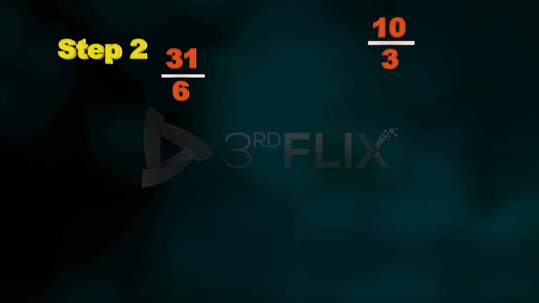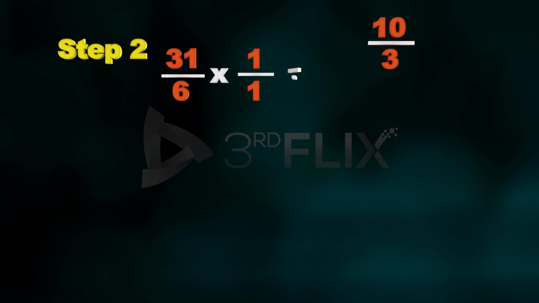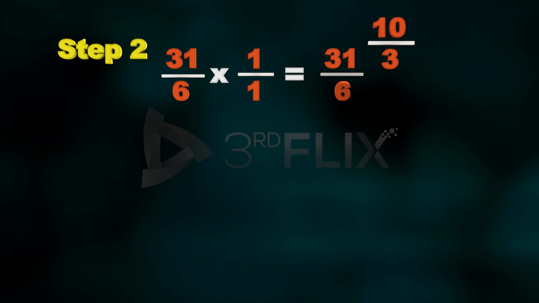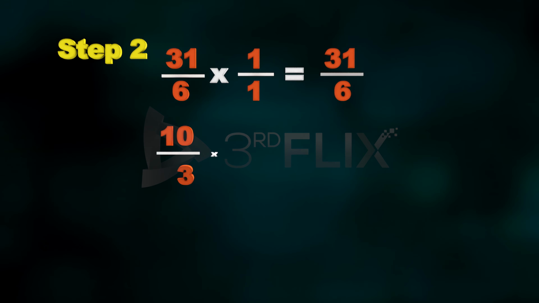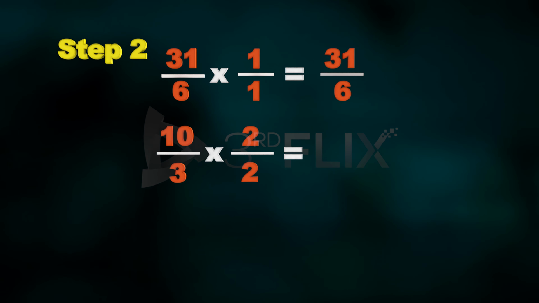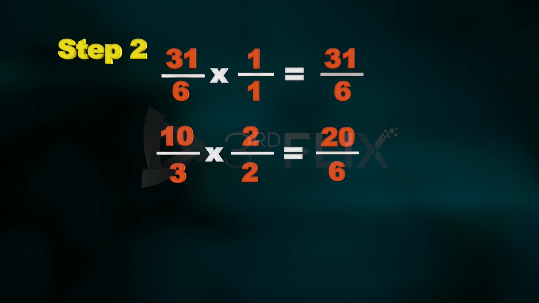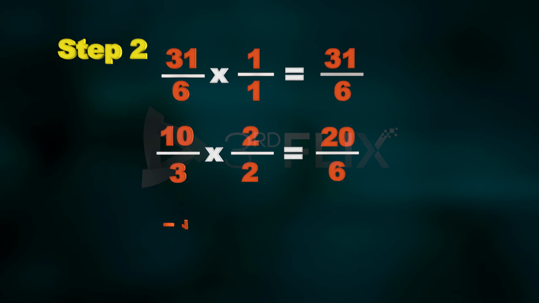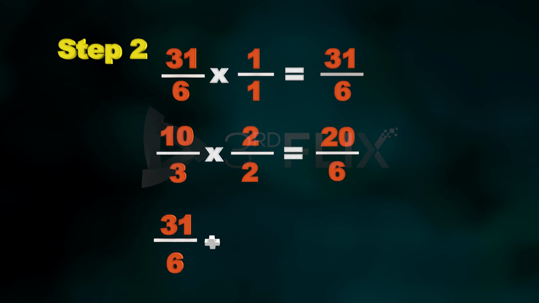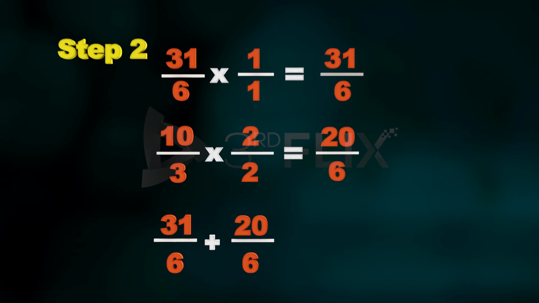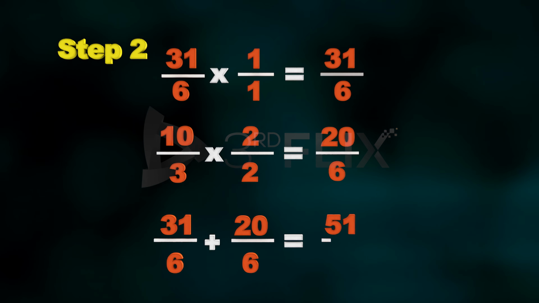31 by 6 into 1 by 1 is equal to 31 by 6. 10 by 3 into 2 by 2 is equal to 20 by 6. Therefore, 31 by 6 plus 20 by 6 is equal to 51 by 6.